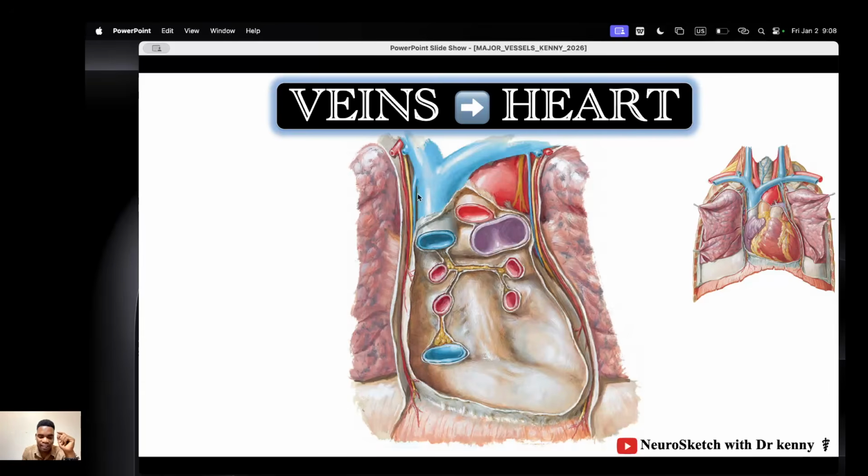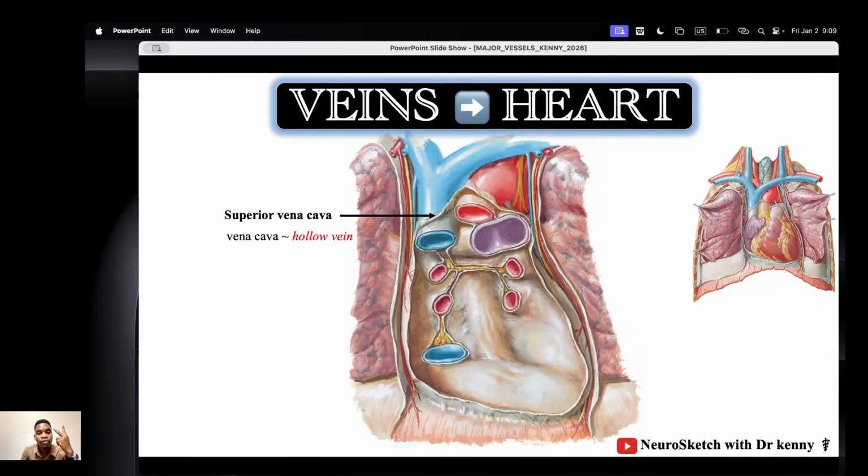Starting with the veins, the biggest veins are called the vena cava. So we have two vena cava, and the word vena cava comes from ancient Latin. Vena means vein, but cava means hollow. This means vena cava means hollow vein. Why is it called hollow vein? Because it's very huge, so it is called hollow to signify its huge size.